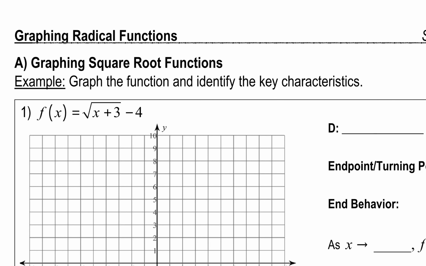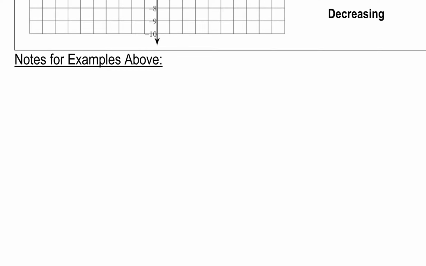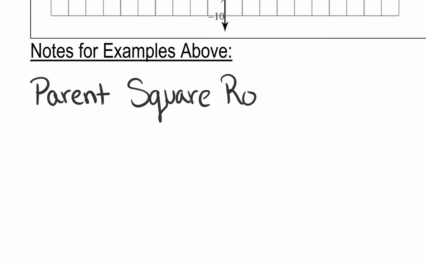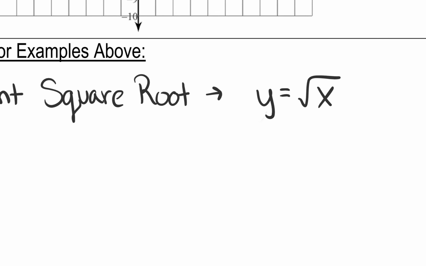Now before we do any of the examples, let's go ahead and make some notes below here. Just some things you need to know before this all makes sense: you want to know the parent function. So, the parent square root function, however you want to write that. The parent square root is y equals square root of x. No numbers, nothing else, right? That's it.